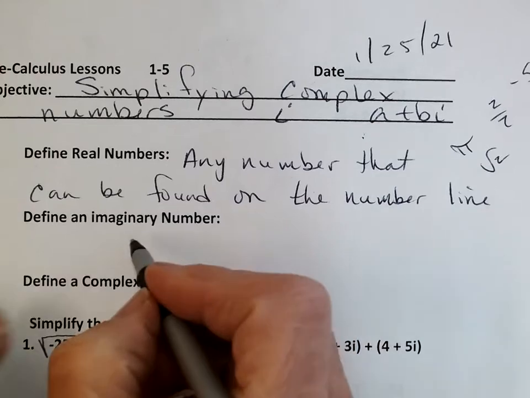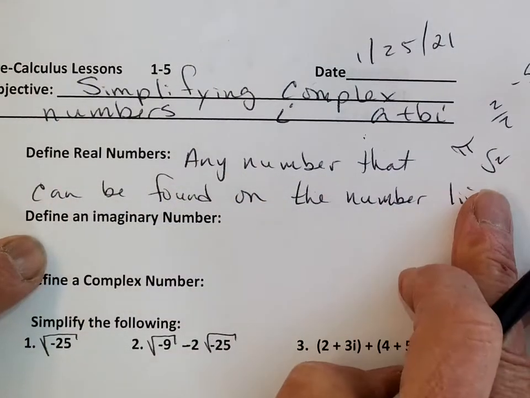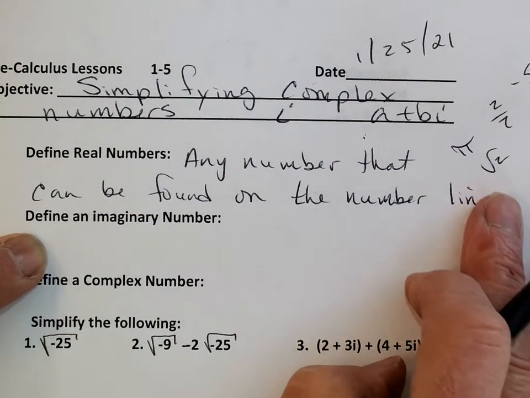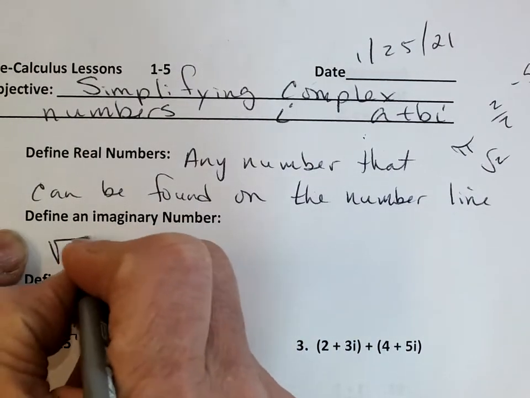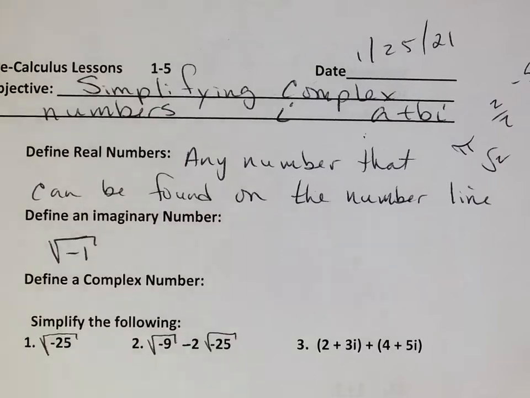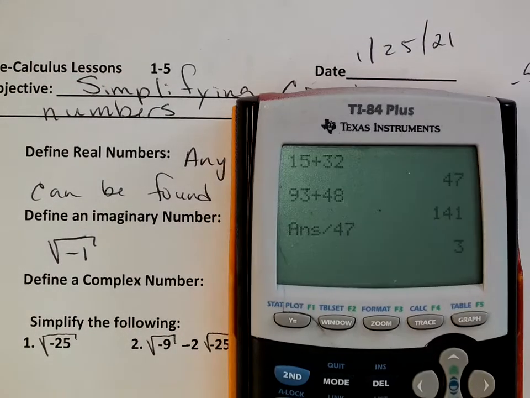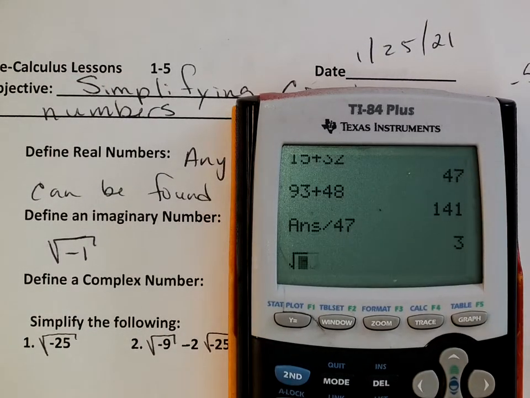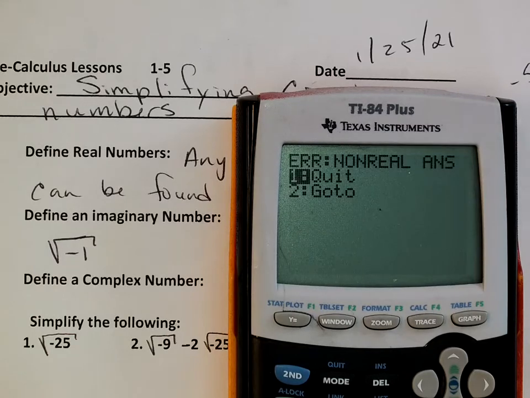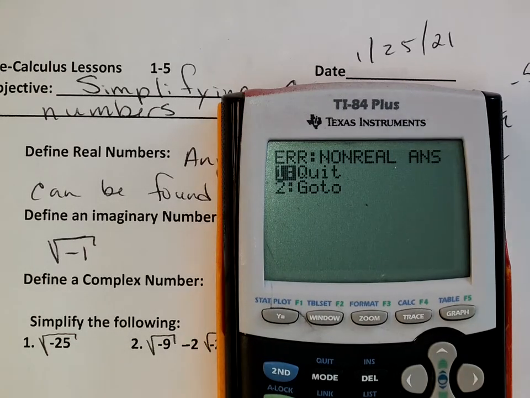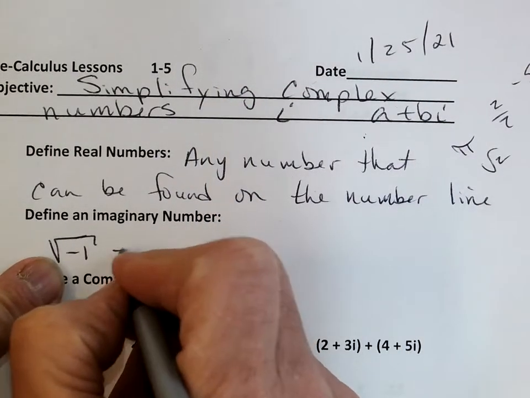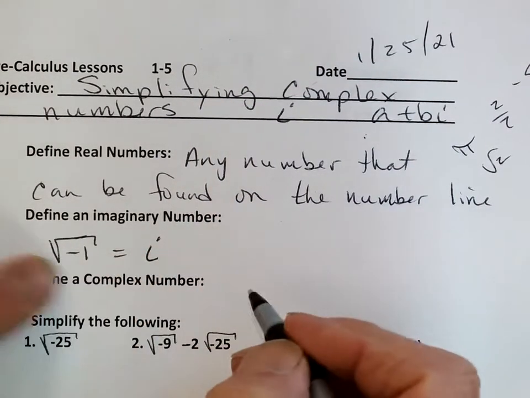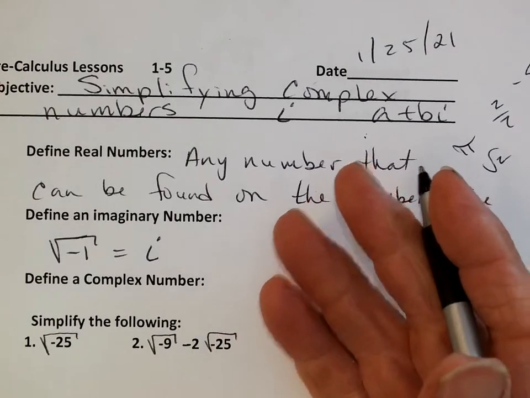But an imaginary number is not on a number line because it doesn't exist. It's imaginary. It starts from the concept of the square root of -1. In fact, if you tried that on your calculator, it's not going to work. It says non-real because it is not real. So we have to deal with it. We're going to call it i, and i is defined as an imaginary number.